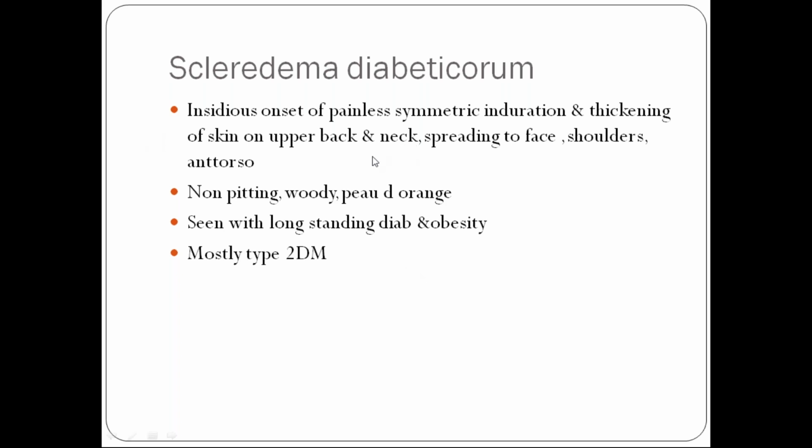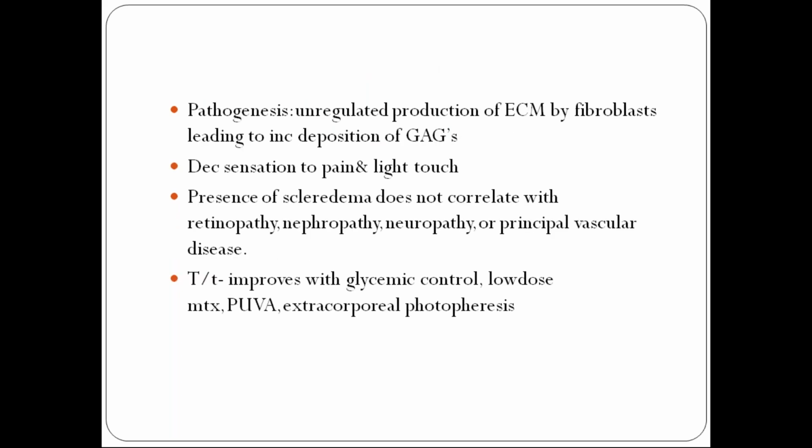Here you'll see non-pitting, woody, peau d'orange type of appearance of skin. It is seen in long-standing diabetic patients and in those with obesity, and mostly again related to type 2 diabetes mellitus. The pathogenesis: this is occurring because of the unregulated production of ECM by fibroblasts, also leading to increased deposition of glycosaminoglycans. ECM is extracellular matrix, for your information.